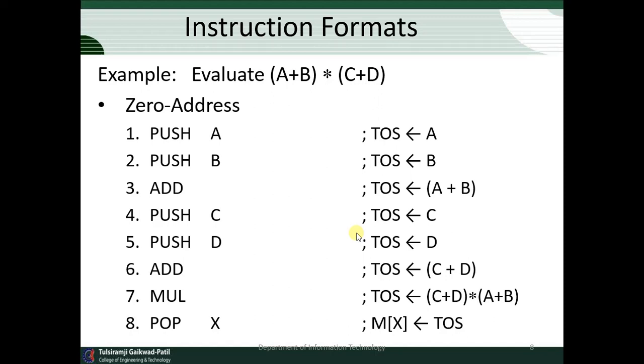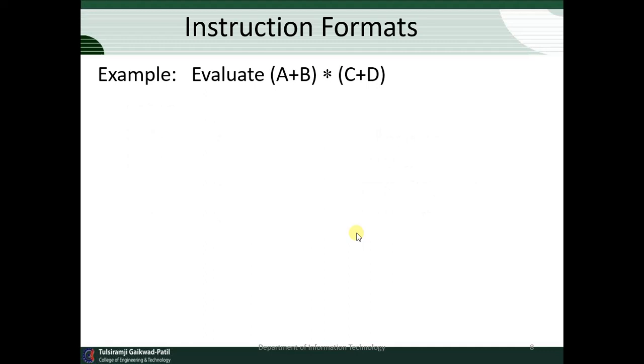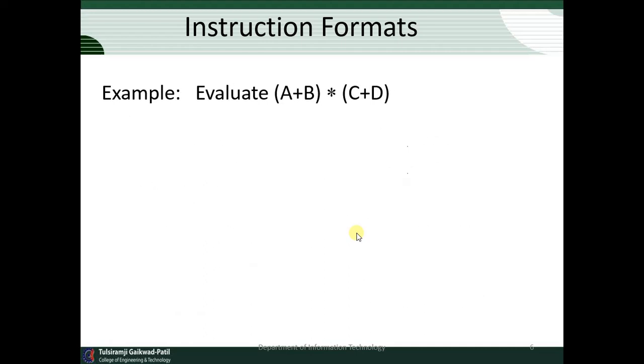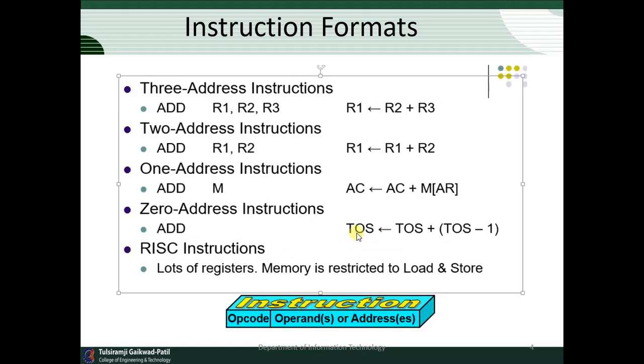So these are the zero address instruction format, one address instruction format, two address instruction format, three address instruction format. These are the different types of instruction format. Here you can observe 3 address, 2 address, 1 address, 0 address instruction format.